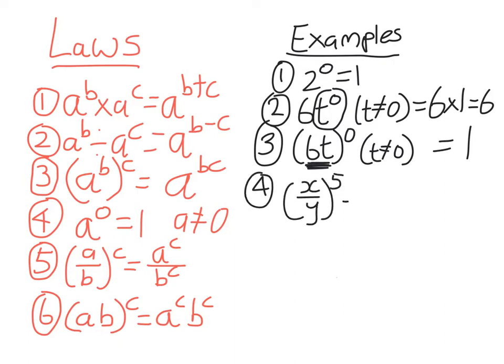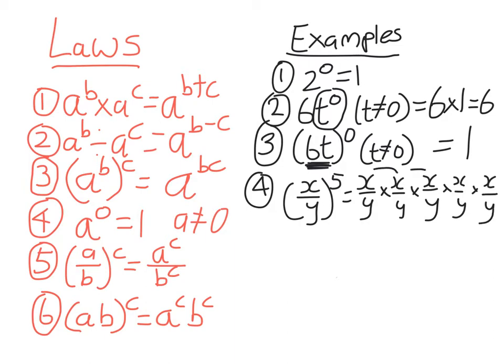So if we have something like a fraction, like let's say x over y to the power of 5, we can of course write that in expanded form if we want. It's just x over y times itself 5 times, okay? And you may get asked to write something like that in expanded form. So when we multiply fractions, we just multiply the tops together, and we just multiply the bottoms together. So x times itself 5 times, y times itself 5 times. So notice I've just raised x to the power and y to the power.